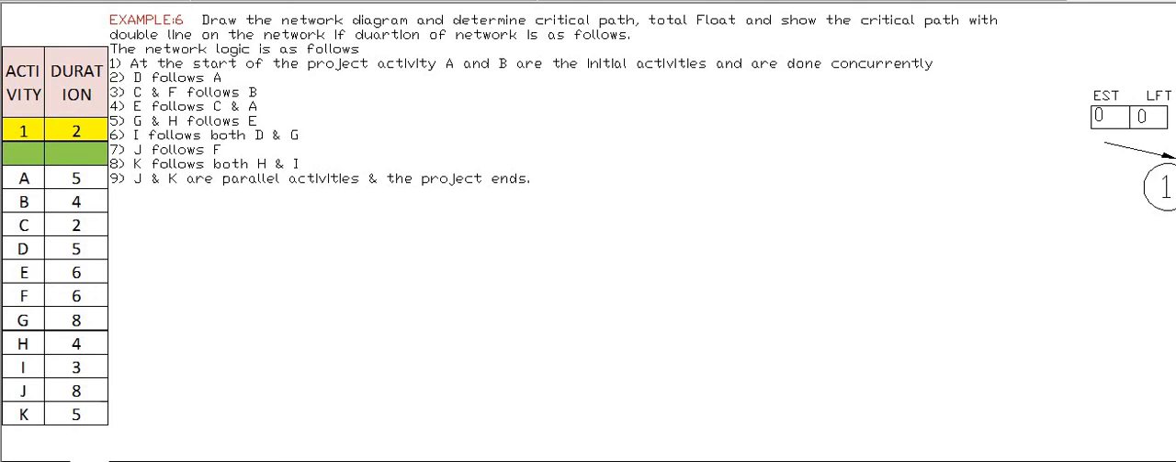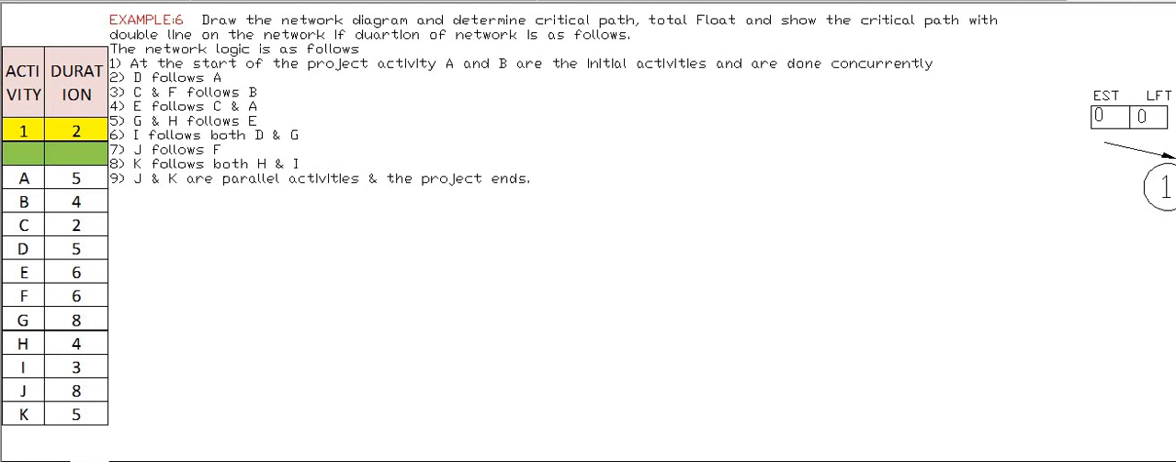Today we are covering example number 6, which deals with somewhat different data. In last lectures the network diagram we drew was a little bit simple, but in today's lecture we will discuss somewhat different problems. So first we will read the problem, and then simultaneously we will draw the network diagrams.